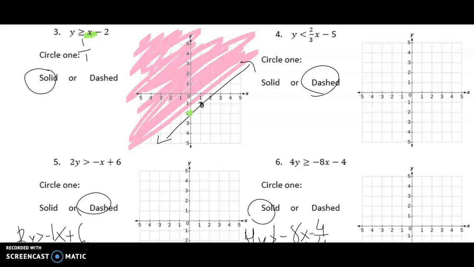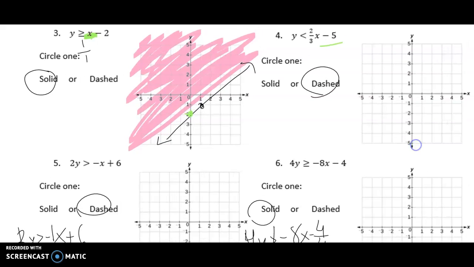So let's look at our next one. y is less than 2/3 x minus 5. So let's start by dropping our y-intercept at -5. He's all the way at the bottom. Then our slope is +2 over +3. So we're going to go from the y-intercept up 2 to the right 3.